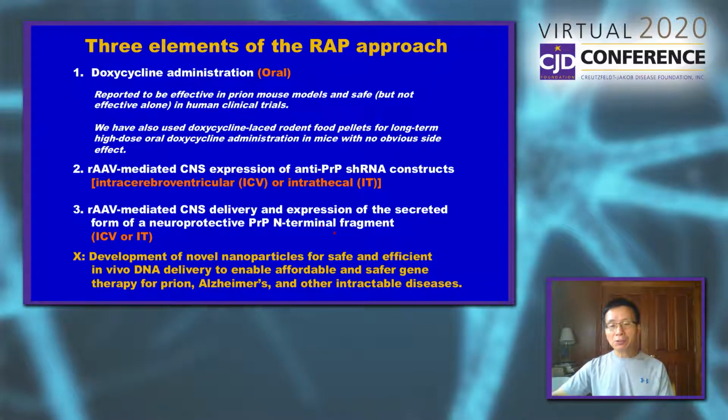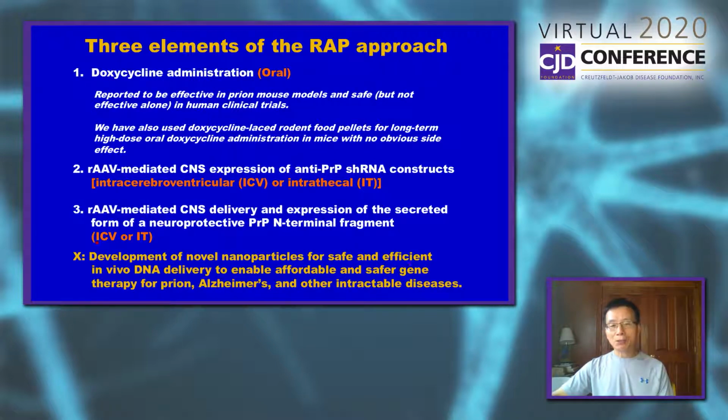And the third is using the expression of a secreted form of the neuroprotective PrP N-terminal fragment, which will also be mediated or delivered just like the enhanced PrP and shRNA using a recombinant AAV adeno-associated virus vector, which has been shown to be the safest viral vector so far for gene therapy.